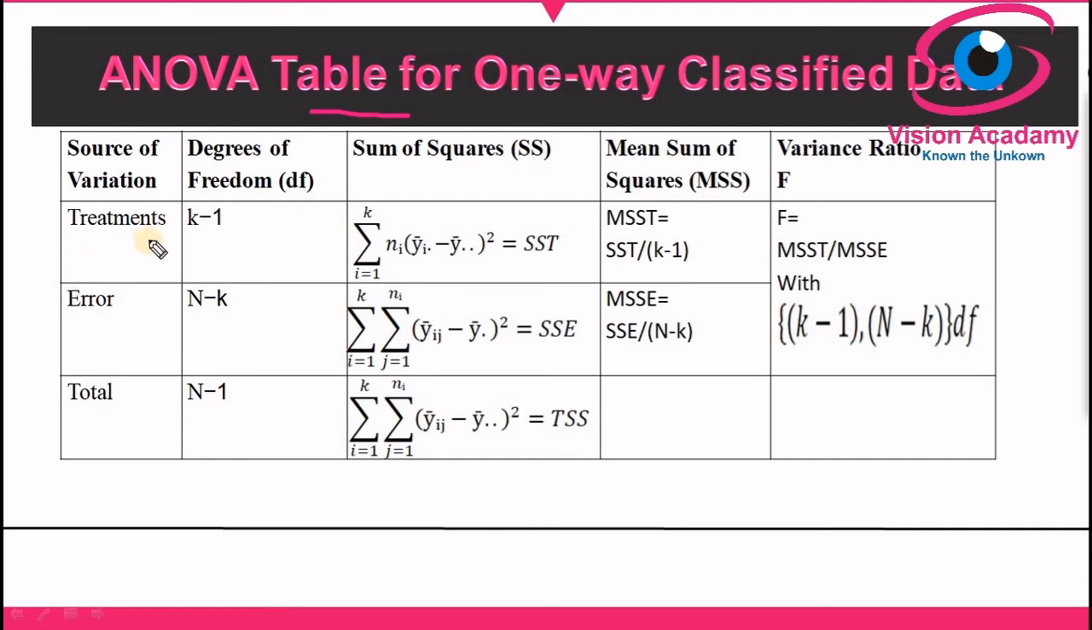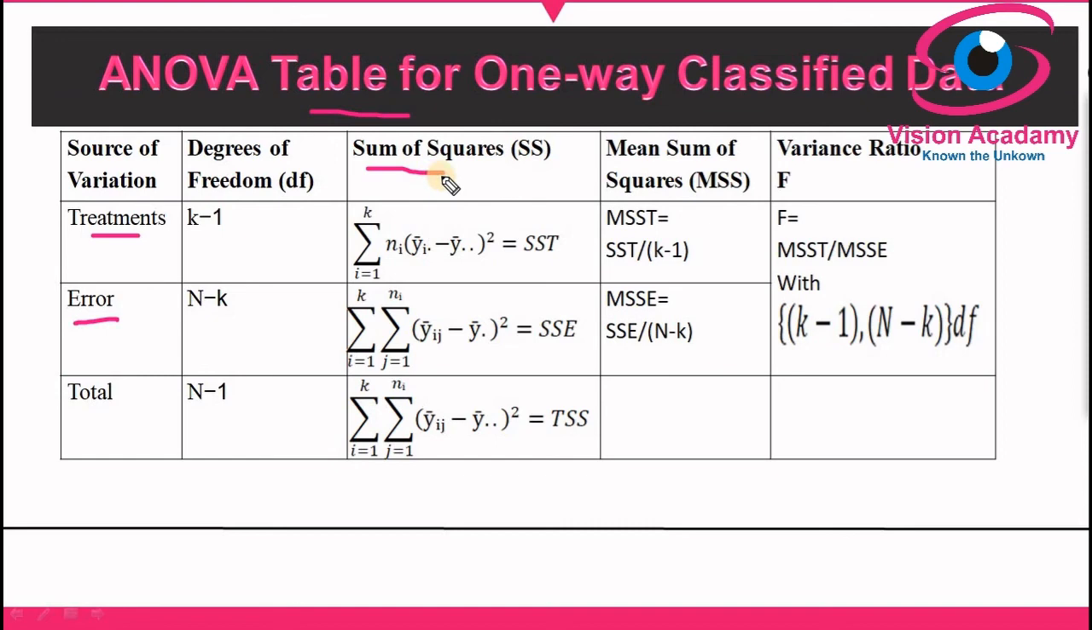Firstly, for forming the table, you need to start with the sources of variation. For one-way ANOVA, we will have two sources of variation: one is due to treatment and the other is due to error. After that, degree of freedom, and the next column is sum of square, and after that mean sum of square. Finally we will find variance, that is F ratio. We know that we have mean sum of square and sum of square.